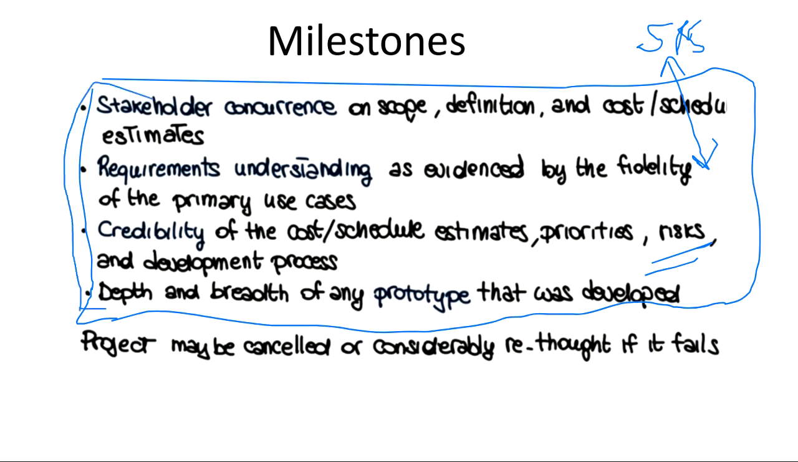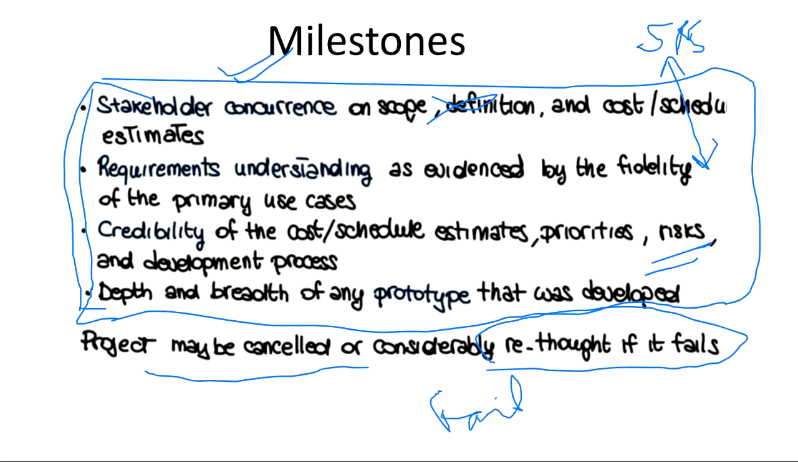And what will happen if these milestones are not reached? If there is no coherency, everyone is fighting over things, you are not able to create prototypes, or you are not able to achieve what the user is asking for or desiring, what will happen? The project may be cancelled or considerably rethought if it fails. Simply put, if everyone is fighting in the boardroom, some saying we need C++, someone saying Java, the project will fail at this stage only. Any doubts in the inception phase? Clear?